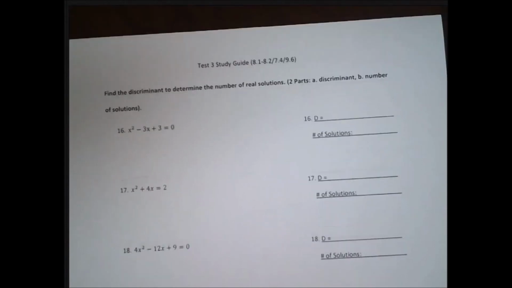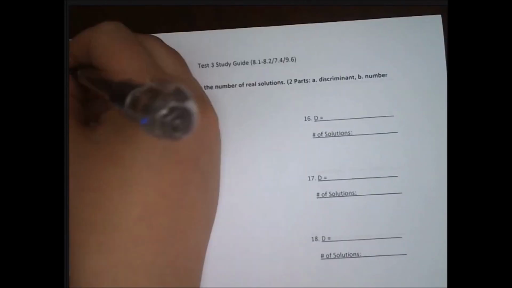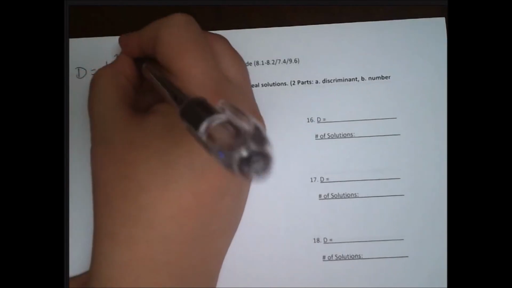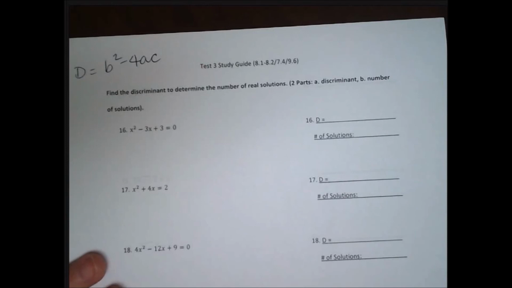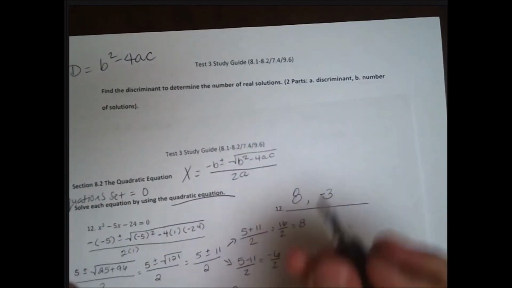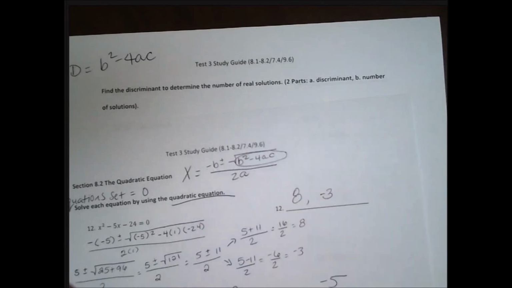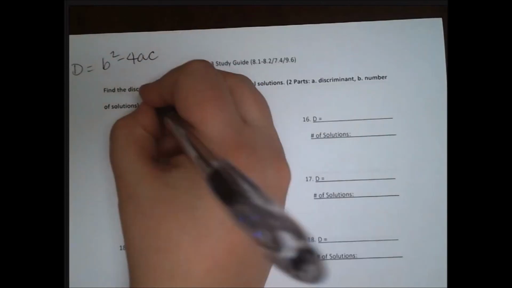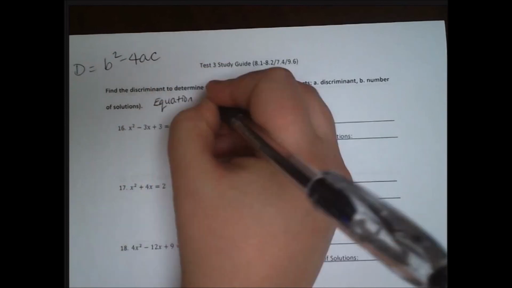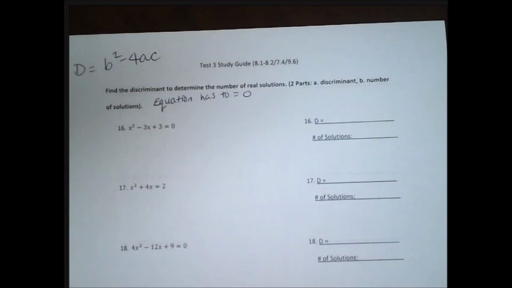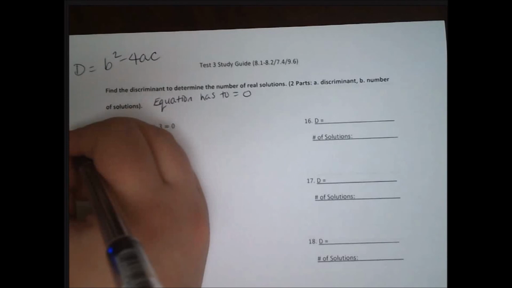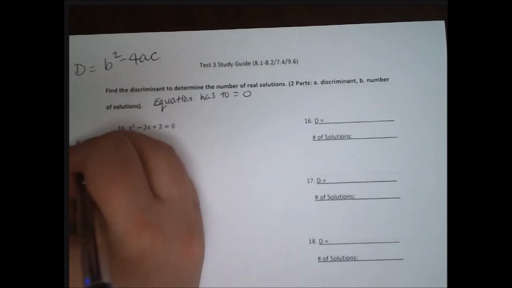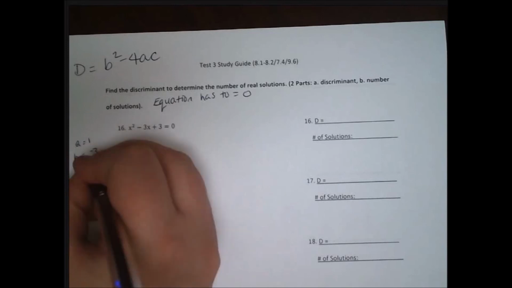All right, so the discriminant. The discriminant is b squared minus 4ac, which when you look here, it's what is under your radical. It doesn't include the radical, but it's what's under your radical in your quadratic equation. So when we're finding the discriminant, again, your equation has to equal 0. Okay, so here it does equal 0. So we have our A is 1, our B is negative 3, and your C is 3.